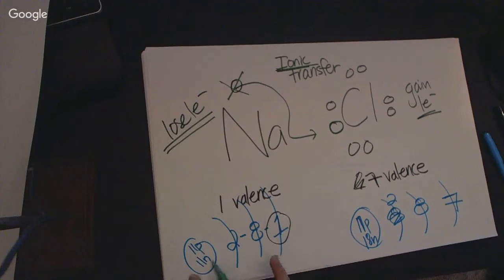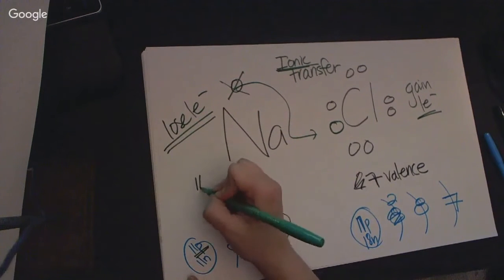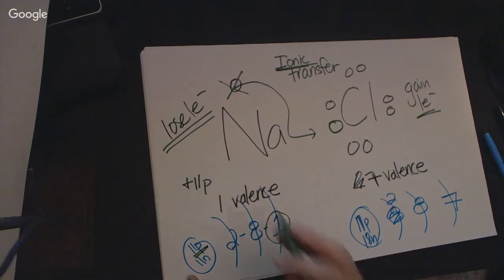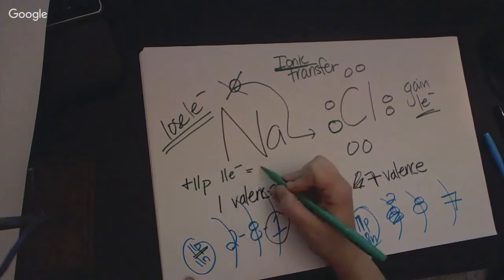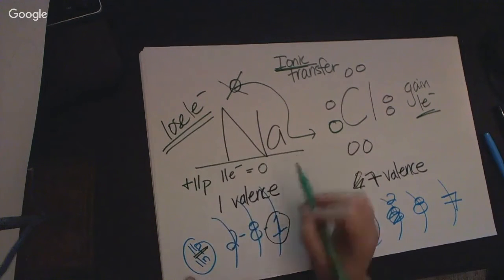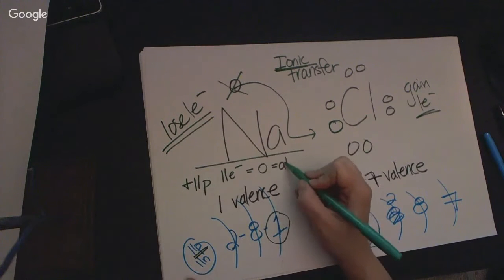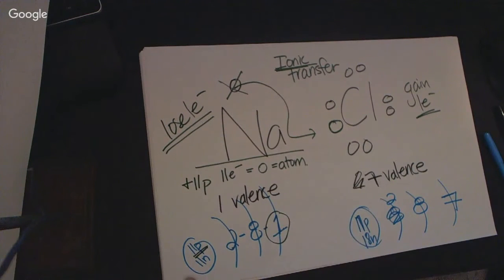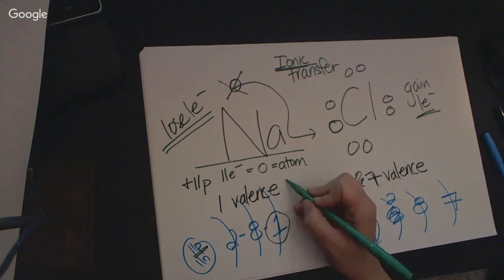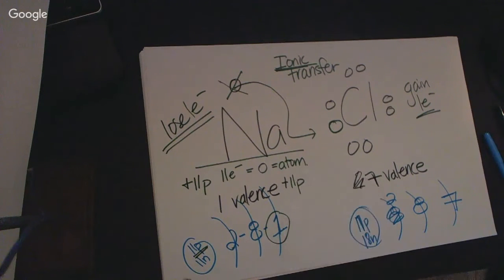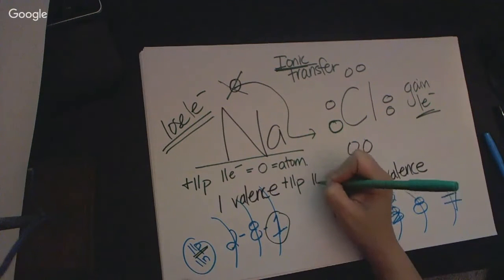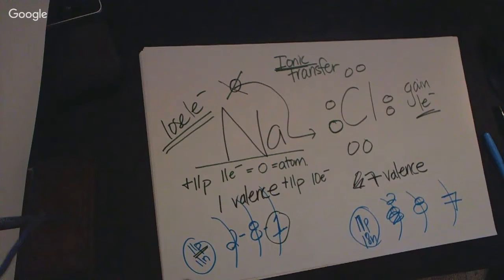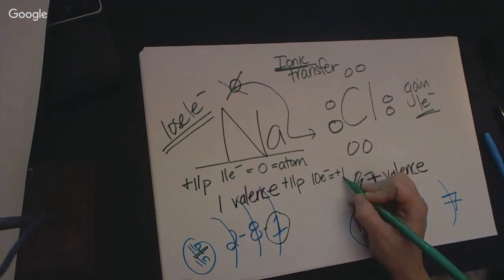This sodium had 11 protons in his nucleus, and protons are positive. He had 11 electrons in his shells, which means overall this entire thing to start with had a charge of 0, which made this a sodium atom. After this has happened, the sodium still has 11 positive protons in his nucleus, and now he only has 10 negative electrons. If you combine positive 11 and 10 negatives, you end up with positive 1.